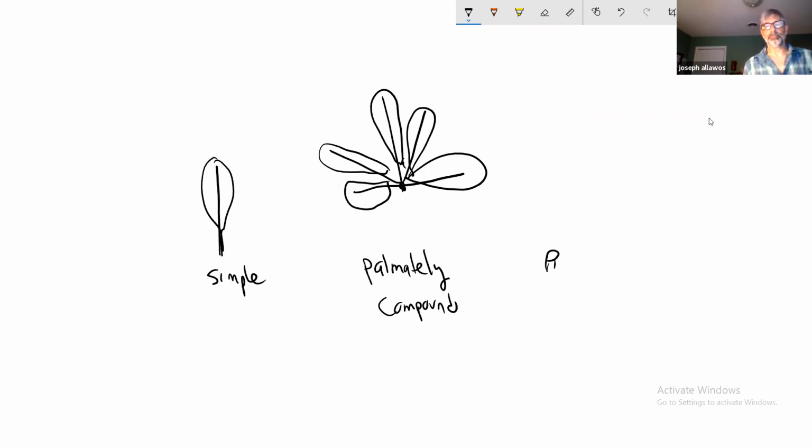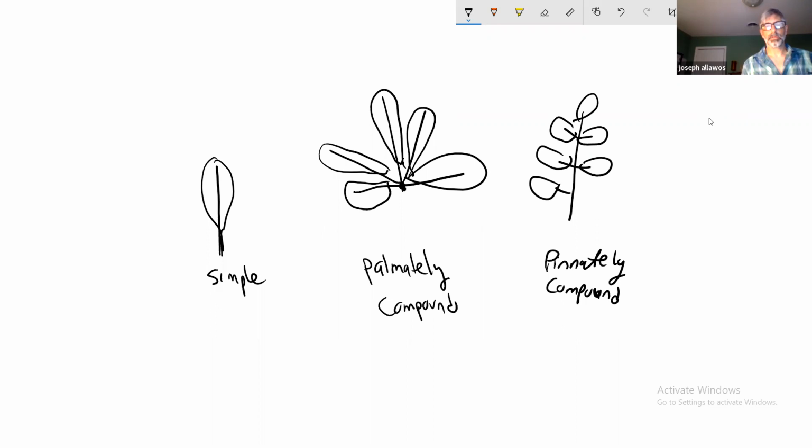And then you can also have pinnately compound. And in pinnately compound, you have a central vein, and then you have the leaflets coming off kind of opposite one another. Sometimes there'll be one on the end, but there's not always. Kind of like this. And you could count the number of pinnae or leaflets if you wanted. This one has 1, 2, 3, 4, 5, 6, 7, 8, 9 leaflets, including the end leaflet. So palmately compound versus pinnately compound.